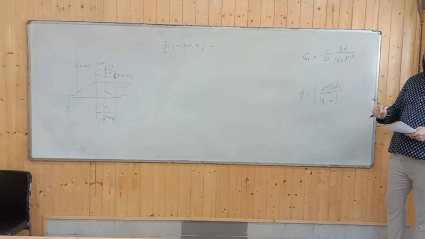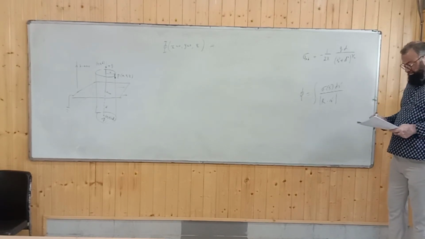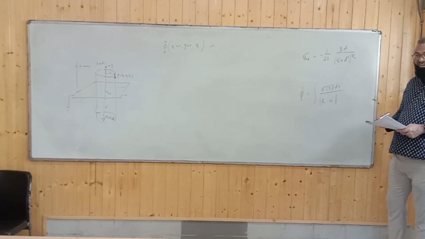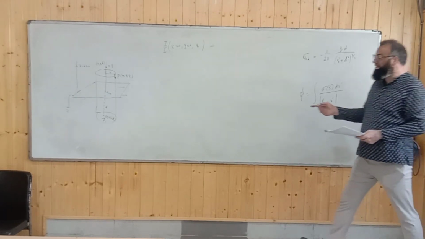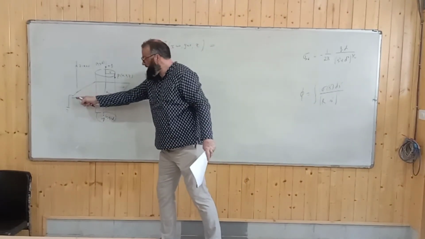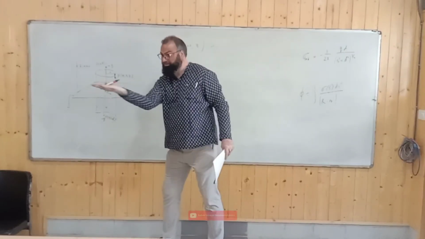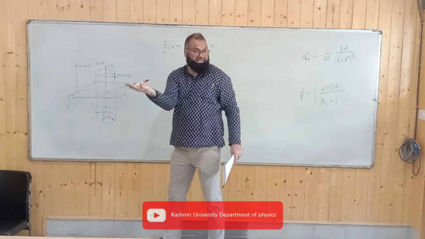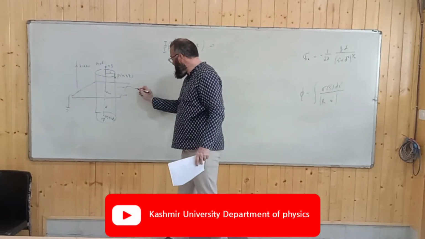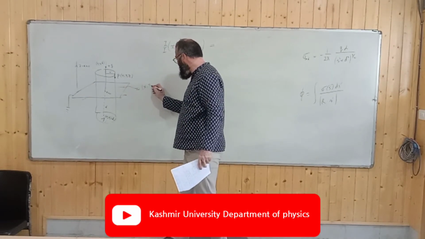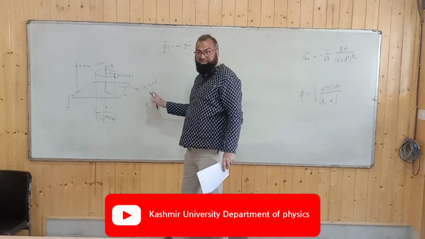So what are the coordinates? Tell me, where is this surface? It's at z equal to 0, is it? Because I assumed this plane at z equal to 0, that is, in the xy plane. So for this case, I have only x, y, and 0. Clear? So this is our plane.